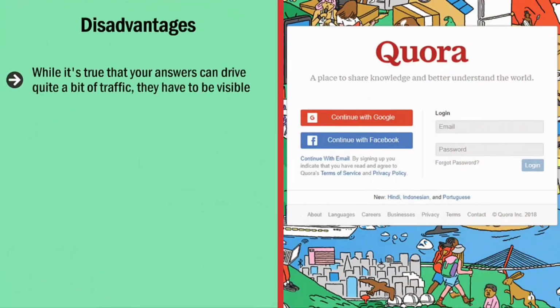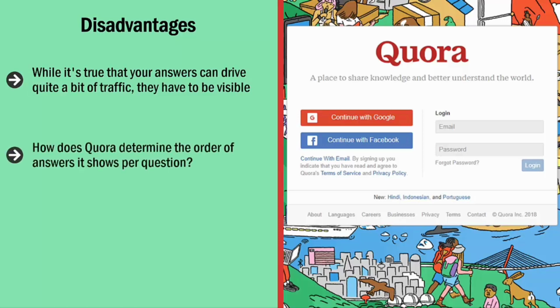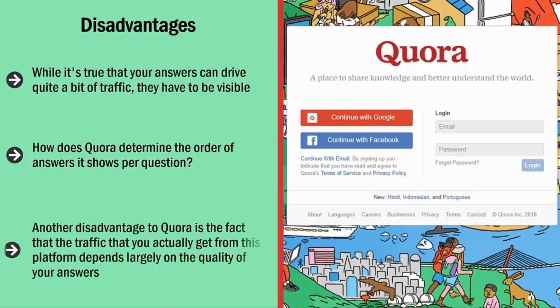Disadvantages. While it's true that your answers can drive quite a bit of traffic, they have to be visible. In other words, they have to be near the top of the set of answers Quora displays when people look up the questions you answered. How does Quora determine the order of answers it shows per question? Quora usually considers the number of upvotes your answer got in determining whether it's going to display your answer higher up on the page. Another disadvantage to Quora is the fact that the traffic that you actually get from this platform depends largely on the quality of your answers.